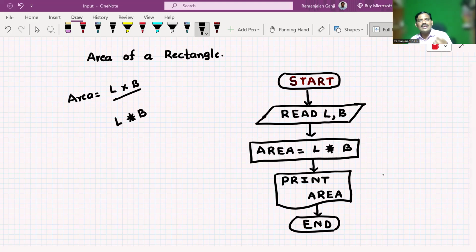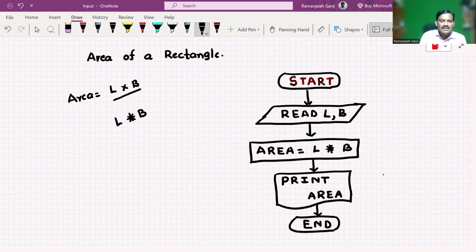What is L into B? L multiplied by B. Start. Read L comma B. What is L? Length. What is B? Breadth. Area is equal to L multiplied by B. Print area. Finally, end. Or you may write something like this.